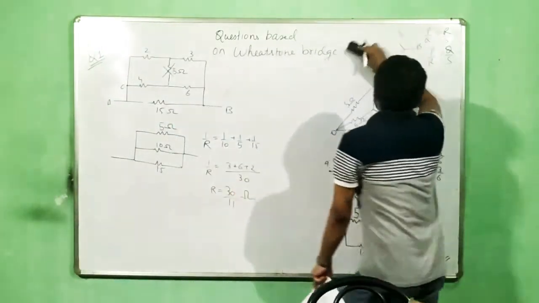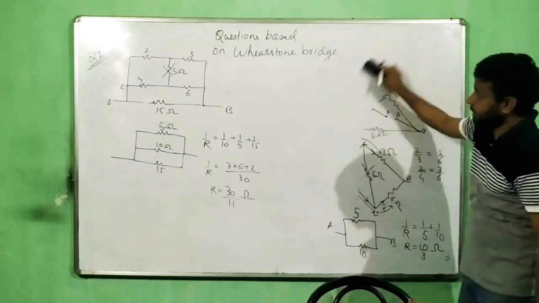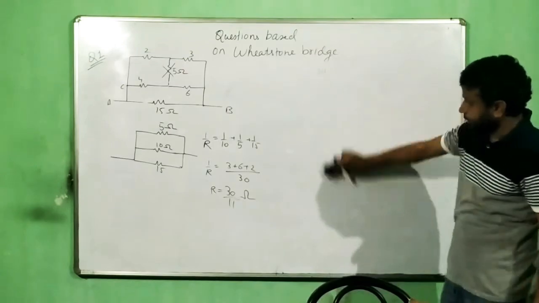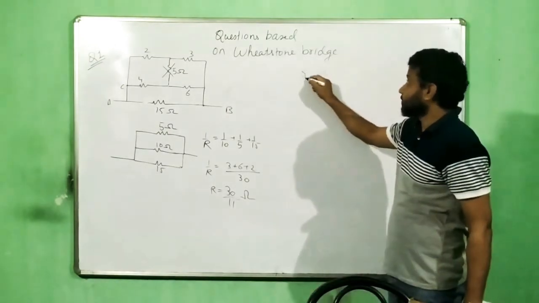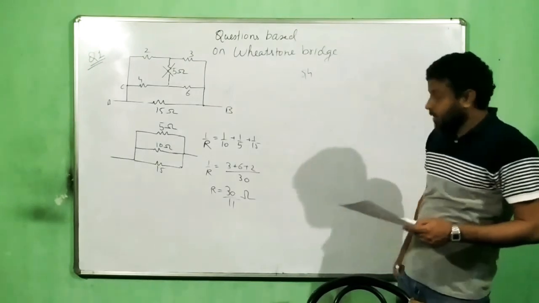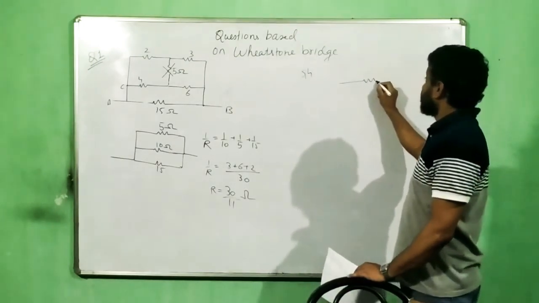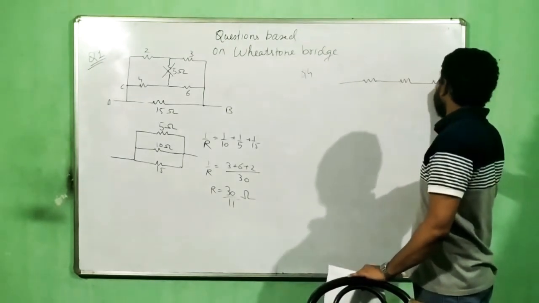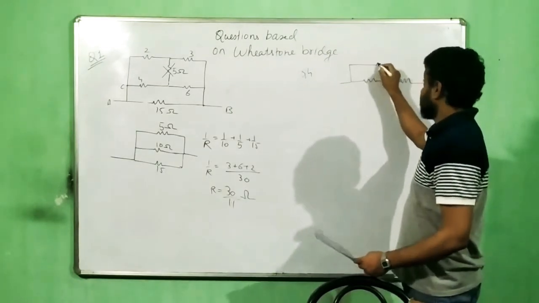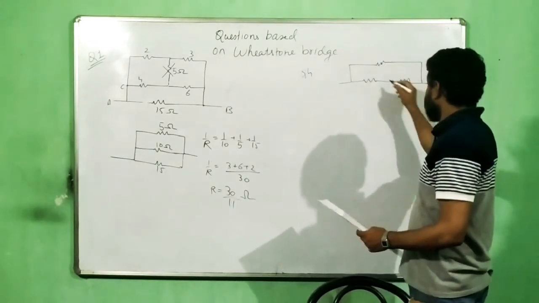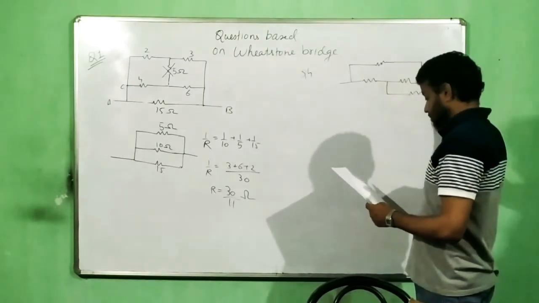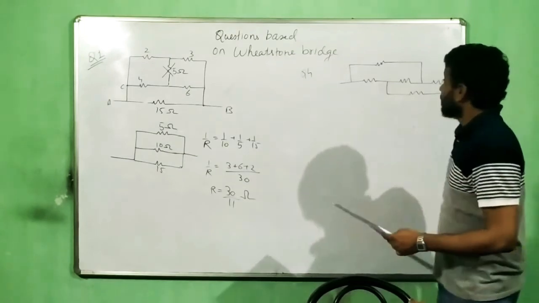Question number 4. This is one of the most famous questions of Wheatstone bridge. Almost every book discusses this question. Basically the shape of the question is the same, but the value of the resistance may differ from book to book. This is how it looks.